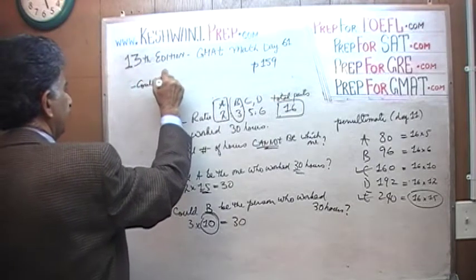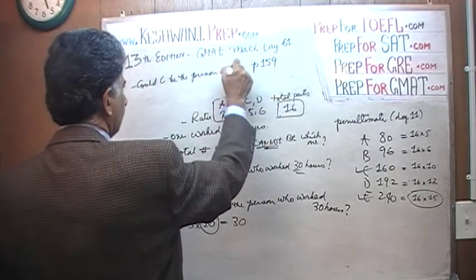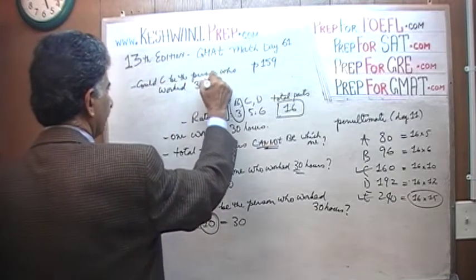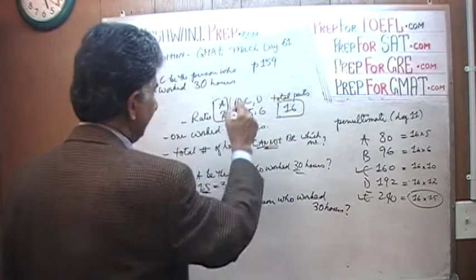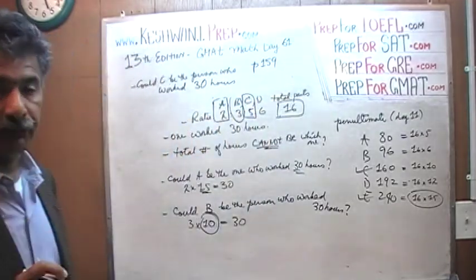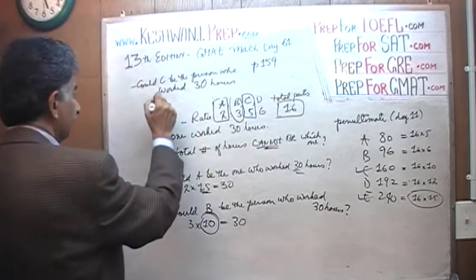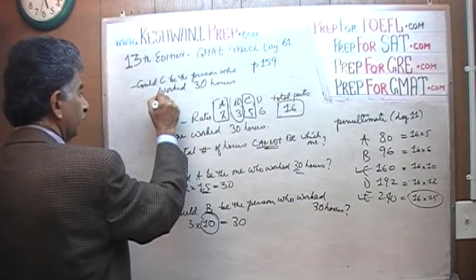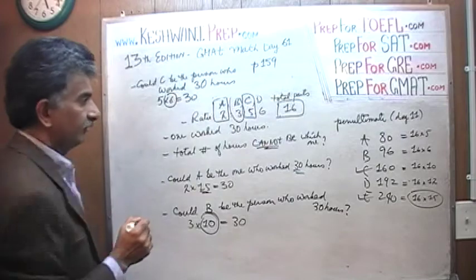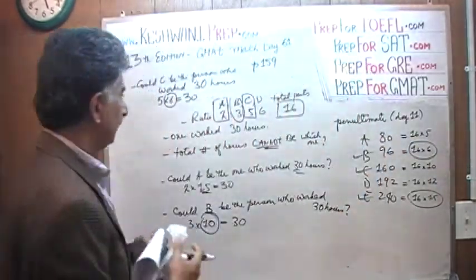Could C be the person who worked 30 hours? Well, C is 5. C has 5 parts. In order for it to work 30 hours, each part is worth 6 hours, because 5 times 6 is 30. So we need a multiple of 6. Is there a multiple of 6? Oh, right here, there is a multiple of 6 here. So that one is a possibility.